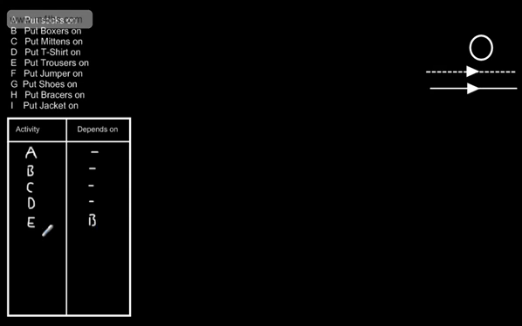Okay, put jumper on. Again, unless I'm some kind of fashion victim, I'm going to have the jumper over the t-shirt. So the t-shirt needs to be on, and that is going to be activity D. So for F to happen, it can't happen until D has happened. Again, you might want to interpret that slightly differently, but let's just leave it where it is for now. G, put my shoes on.